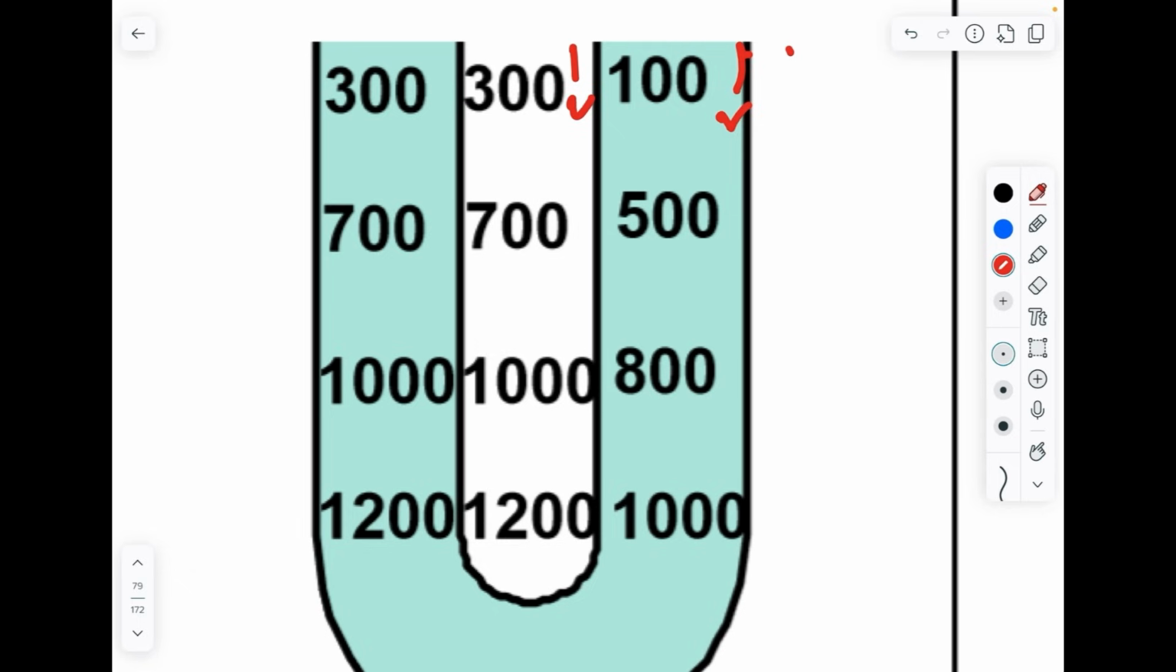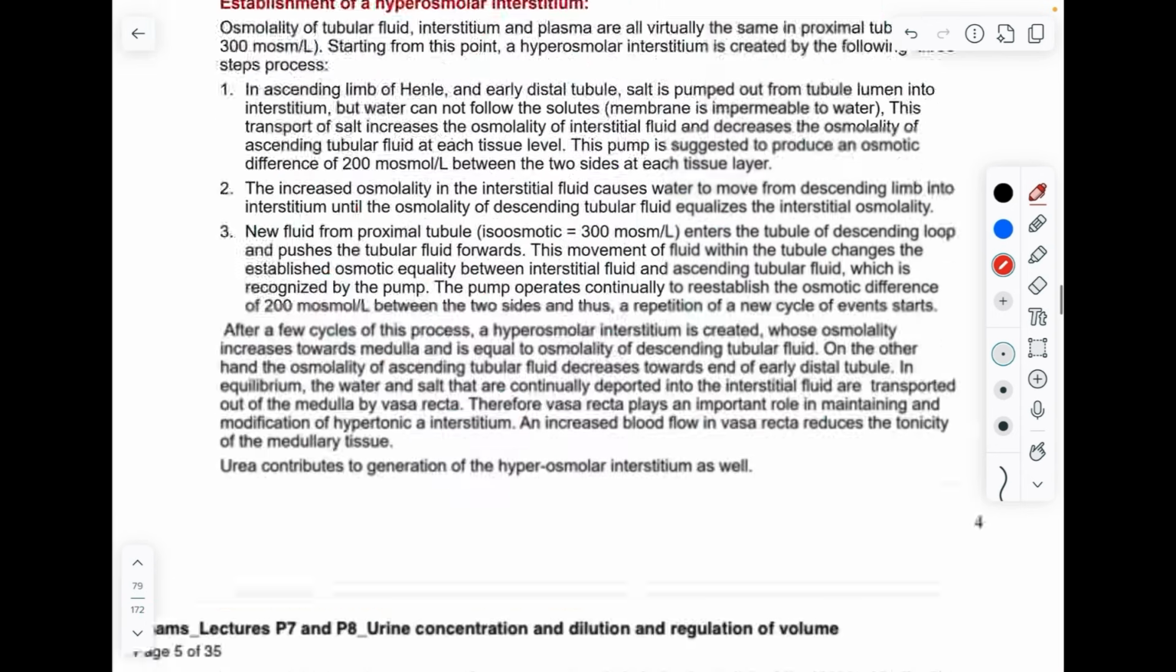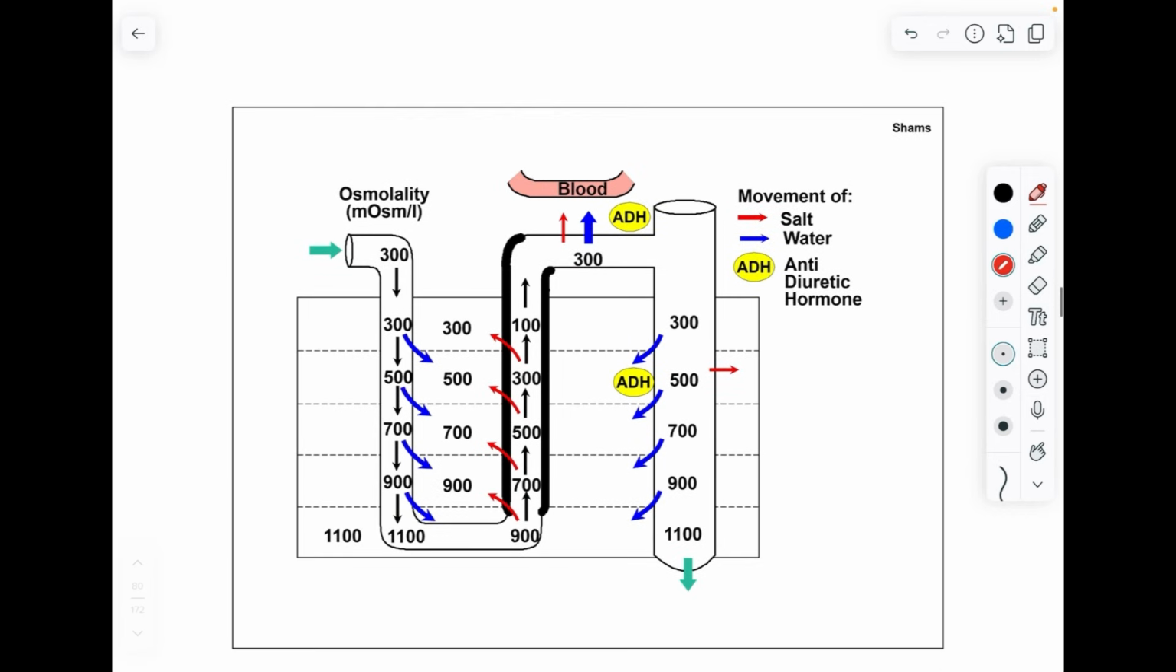Okay, so here it was 100, 500, 800, 1000, 300, 700. So we are increasing the osmolarity when we are going down. Why? I will show you now. Let's take this model as an example.